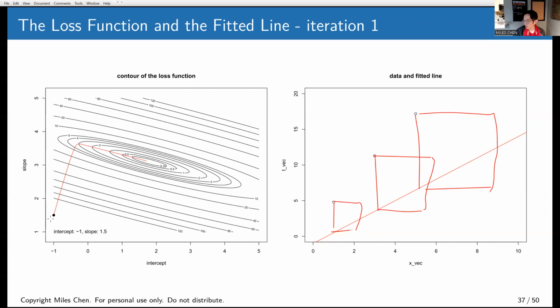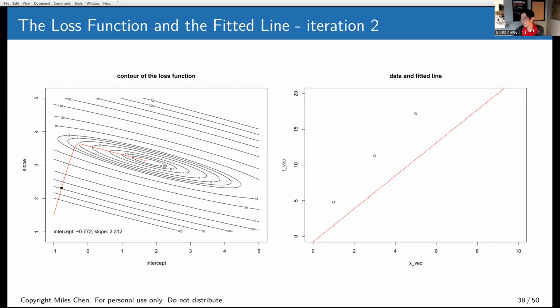So what does the algorithm do? The algorithm says what you need to do is increase the slope. So now my slope is steeper. My slope is 2.312. And what does that do? Well, that helps. My sum of squared errors is a lot smaller than before, because I've increased the slope. I've also increased the intercept.